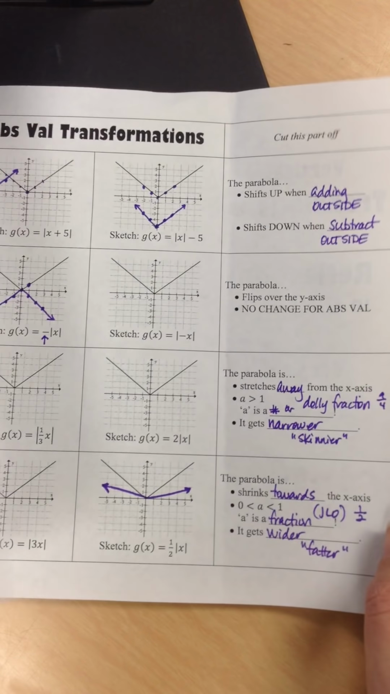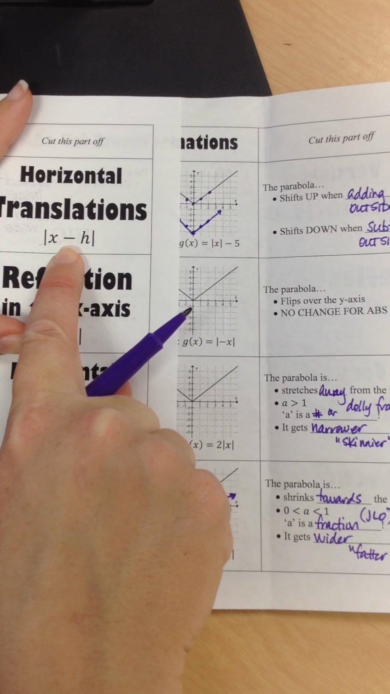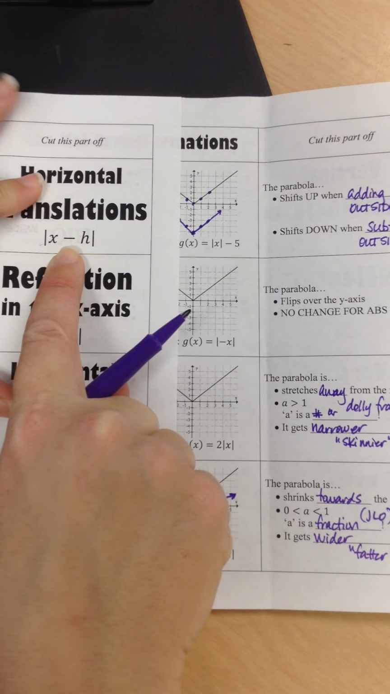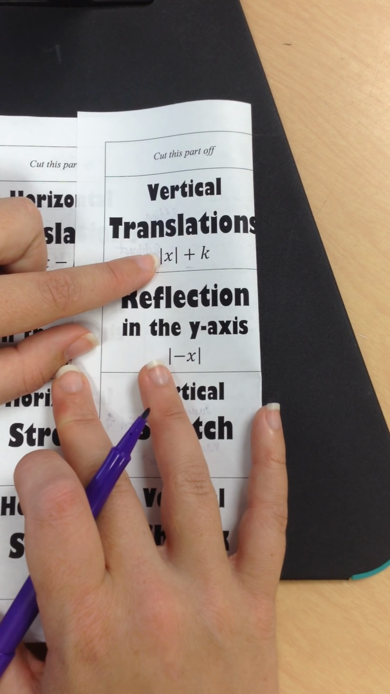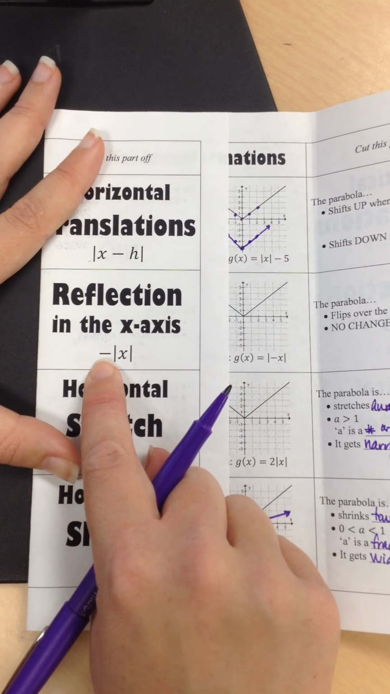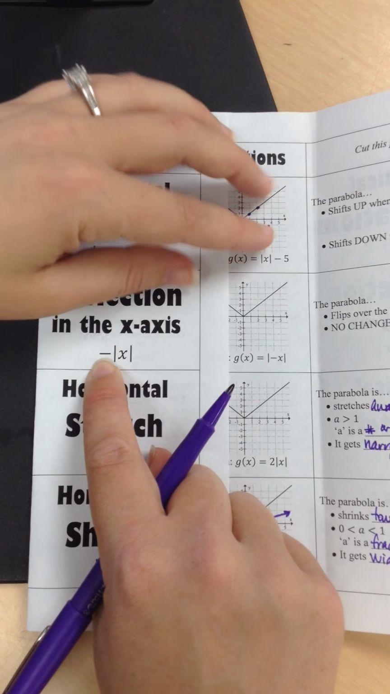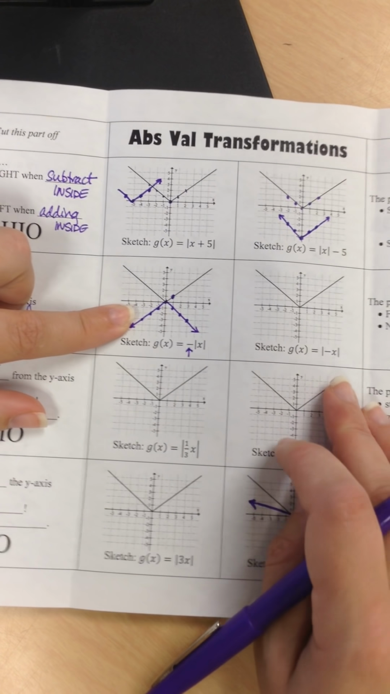Okay, so just a recap. Adding and subtracting: if we are adding and subtracting on the inside, we're moving left and right. If you add or subtract on the outside, you're moving up and down. The other thing we talked about was this negative. Negative out in front means you have a reflection. Your graph is going to be reflected.